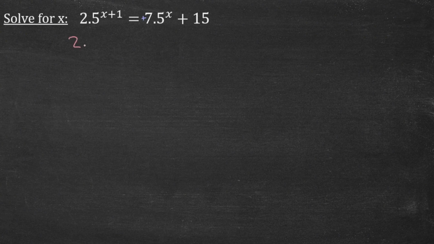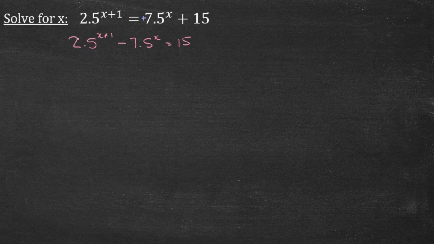So I'm going to write 2 multiplied by 5 to the power of x plus 1 minus 7 multiplied by 5 to the power of x equals 15. I'm going to rewrite this term again by applying that exponent law where the powers are being multiplied. But I want you to be very careful. This exponent here only applies to the 5. It does not apply to the 2.